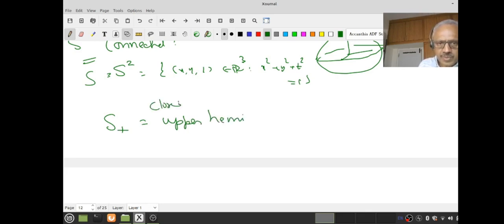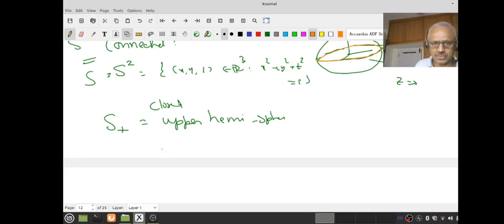Closed upper hemisphere. This is the thing when z equal to 0, which is z equal to 0, this is the one. When z equal to 0, what do I get? x squared plus y squared equal to 1, that's a unit circle in this plane. Do you understand that? Okay.